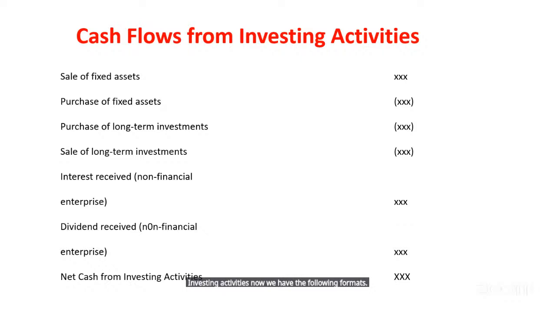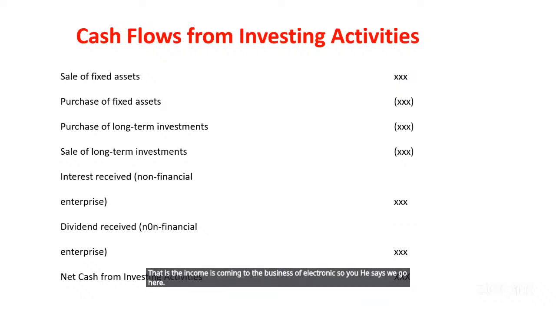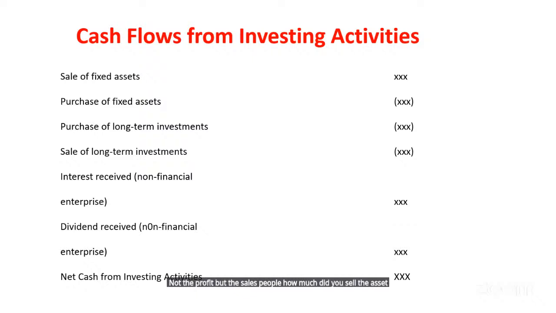Now we have the following format. Cash flow from investing activities. Now, sales of fixed assets. Of course, when you sell a fixed asset, it becomes an inflow. That is, the income is coming to the business or to an organization. So you put the sales figure here, not the profit, but the sales figure. How much did you sell the asset for? Let's say you sold your motor vehicle. How much did you realize? That is the figure you put here. Now, when you purchase, that is, you're buying now, purchase of fixed asset. How much did you spend in buying the fixed asset?